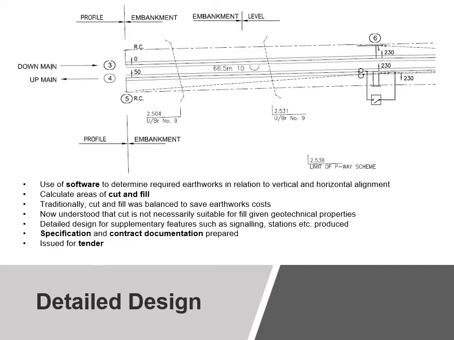So when we move on to detailed design, we're going to start to use software to determine the earthworks in relation to vertical and horizontal alignment. We're going to calculate areas of cut and fill. We'll try and balance this to save on earthworks costs. We might have done some specific geotechnical investigation, which allows us to understand the properties of the soil, and that might have implications on the design. And then we're also going to start to look at supplementary features such as signalling, stations, etc. And we're going to have to produce specifications and contract documentation and issue these for tender.